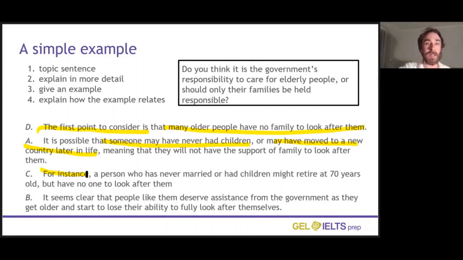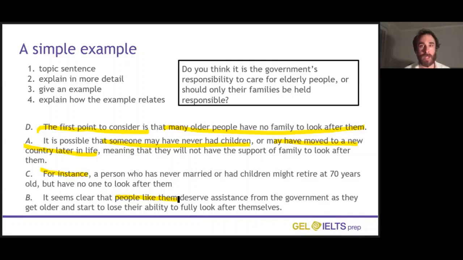It seems clear that people like them, so here I'm talking about the person in my example, people like them deserve assistance from the government as they get older and start to lose their ability to fully look after themselves. So why is the government necessary? I'm explaining it here in this sentence. So I'm relating my paragraph's point back to the question. This is why the government is necessary, according to my argument.